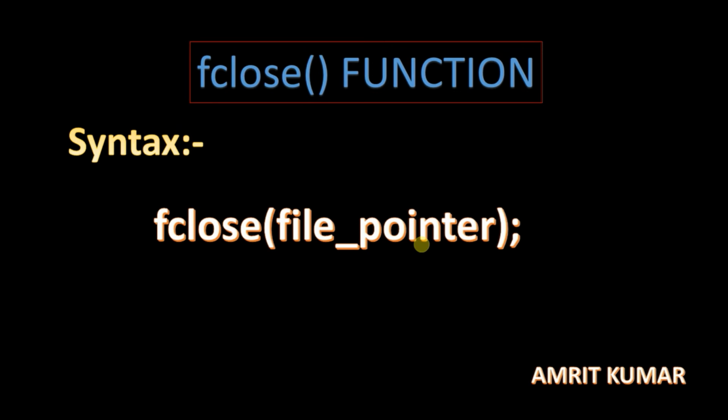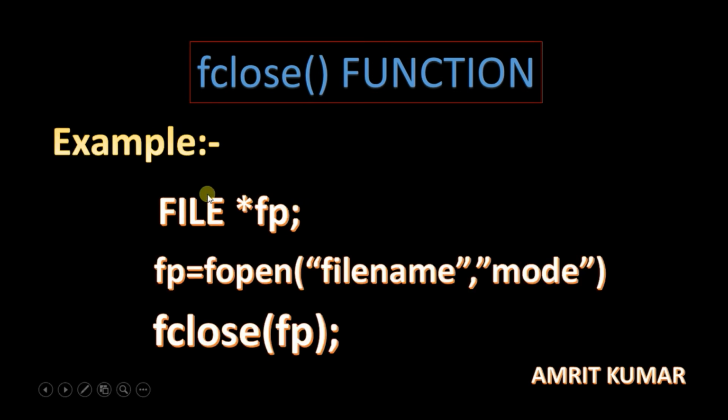Now let's look at the example. I have declared a pointer of type FILE, and with the help of that pointer I am opening the file with some file name, and the mode can be reading, writing, or appending. If we write r, it means reading mode. If we write w, it means writing mode, and if we write a, it means appending mode.